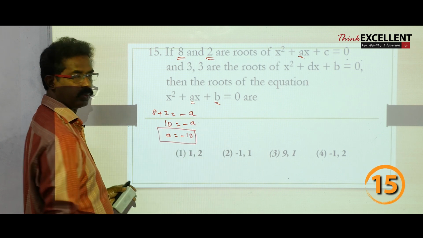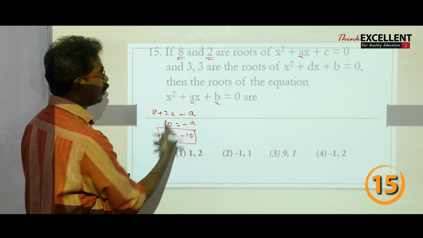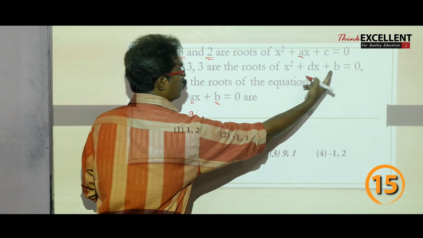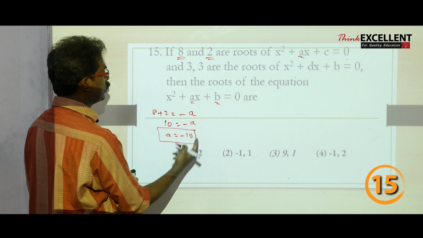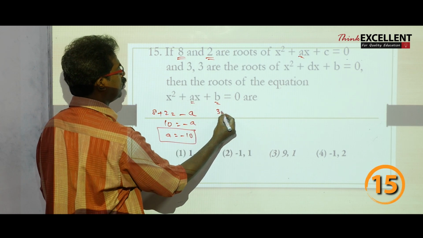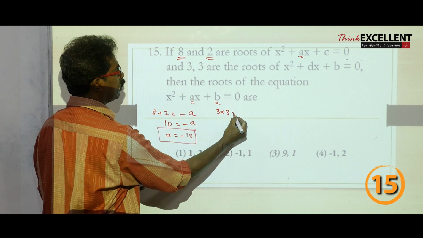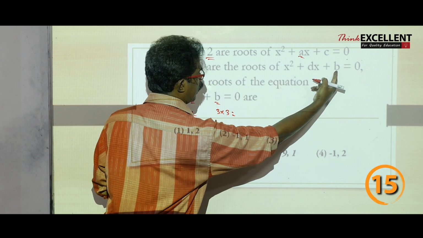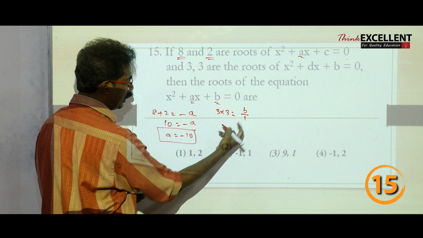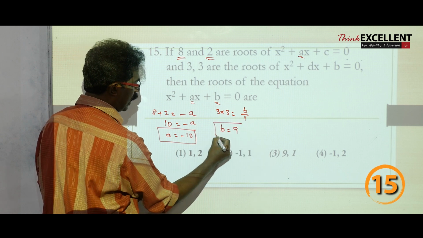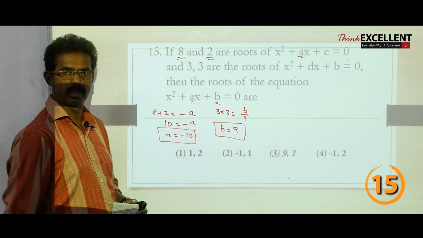We want the A value. Next we want the B value, where you can see B is in the second equation, that also in the C's place. So from the second equation you find the product. Product means 3 into 3. Product is equal to C by A. What is C here? B, by A value 1. So you are getting B is equal to 3 into 3, it is what? 9. We want that A and B, got it.